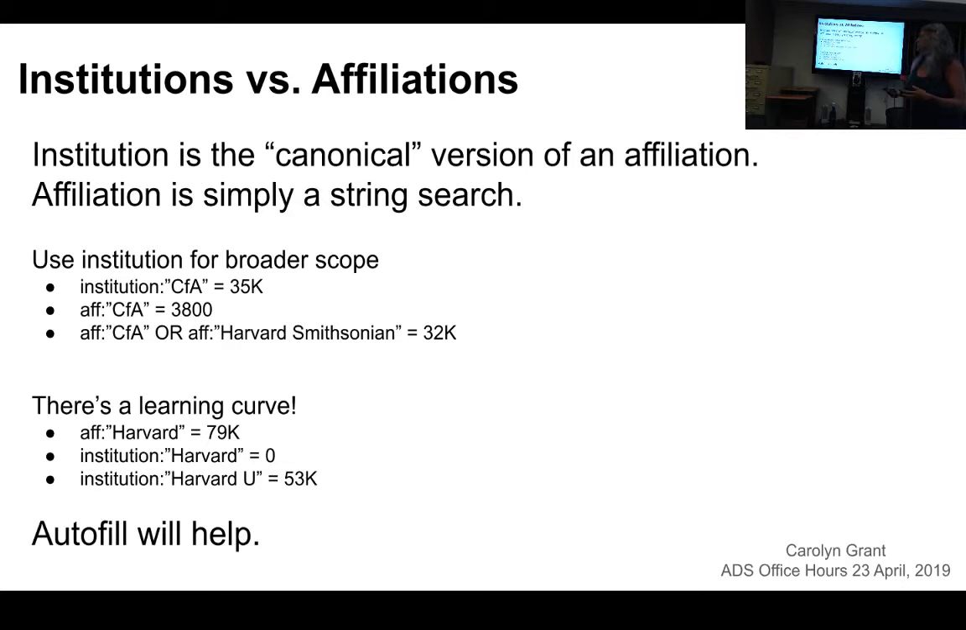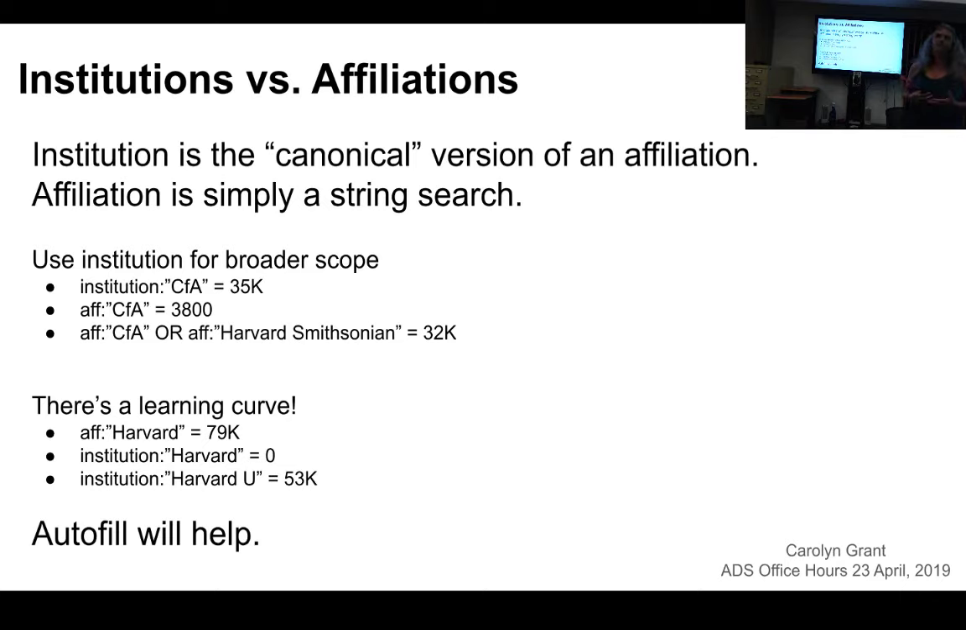Again, it's apples and oranges. You're going to have trouble making those numbers identical, but you can see you're starting to get in the same range. So I thought, okay, let's do AF Harvard. Then let's try institution Harvard. AF Harvard, 79,000. Institution Harvard, 0. Oh, I remember the canonical version is Harvard U. So there's a learning curve.